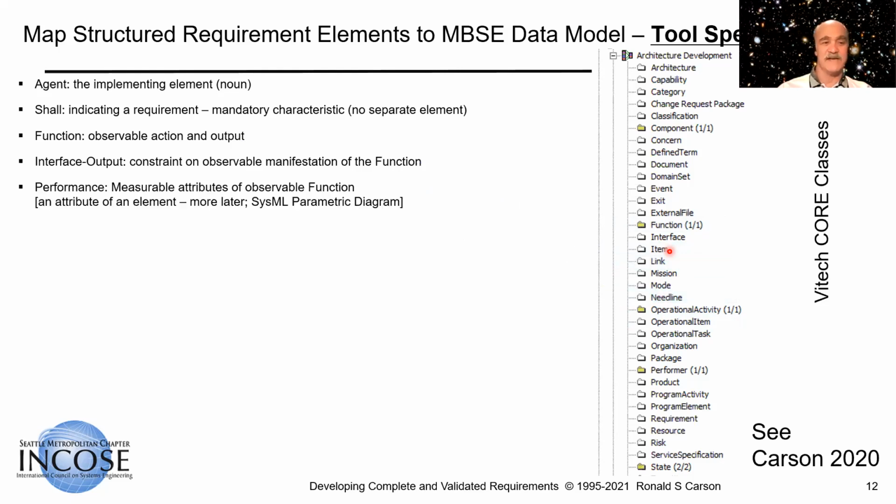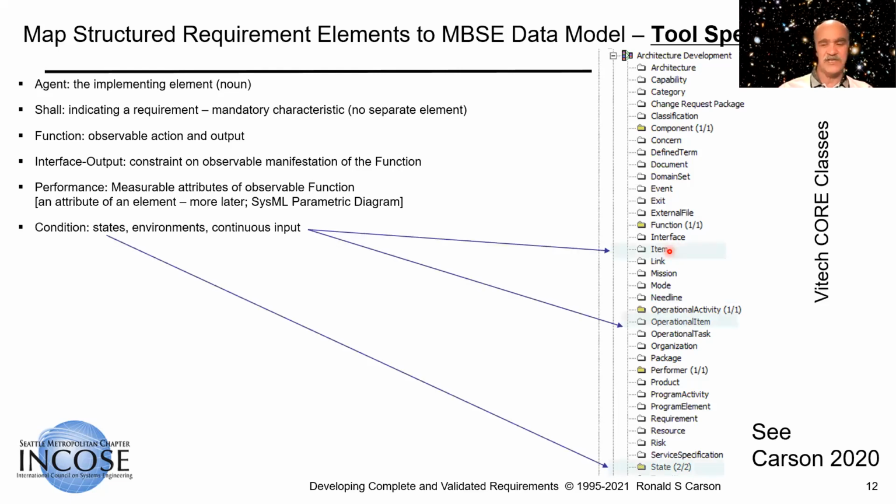The performance attribute is a measurable attribute of the observable function, and it's not a separate data class. So depending on the tool you're using, you might make it an attribute of the function, as in CORE, or you might use a parametric diagram in SysML. Probably not going to get into that in detail in this presentation, but you can see the detail in the 2020 paper.